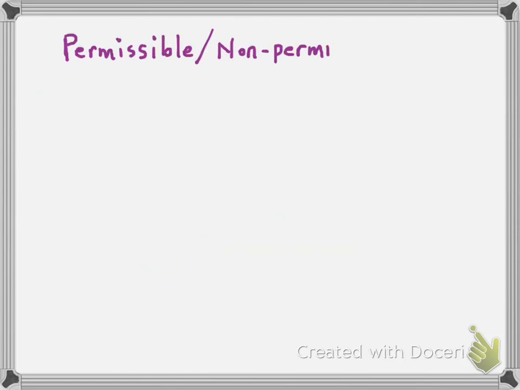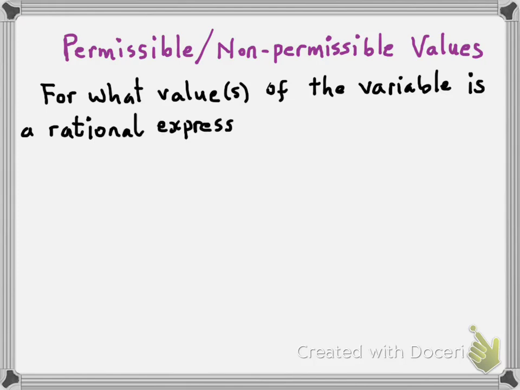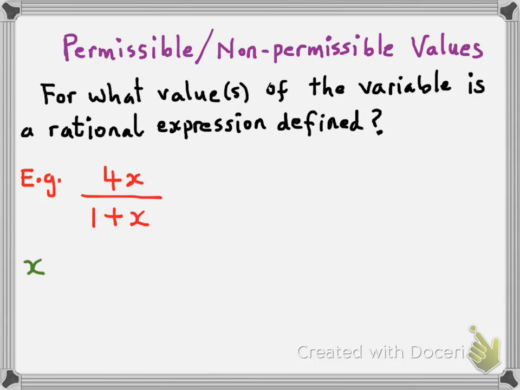Then let's talk about permissible and non-permissible values. Now, whenever you're talking about fractions in rational expression form, where you're having variables in there, you always have to be very, very careful as to what it is you are allowing in the expression. So what we mean here is to answer the question, for what values of the variable is the rational expression defined? In other words, what can the variable not be in terms of real numbers?